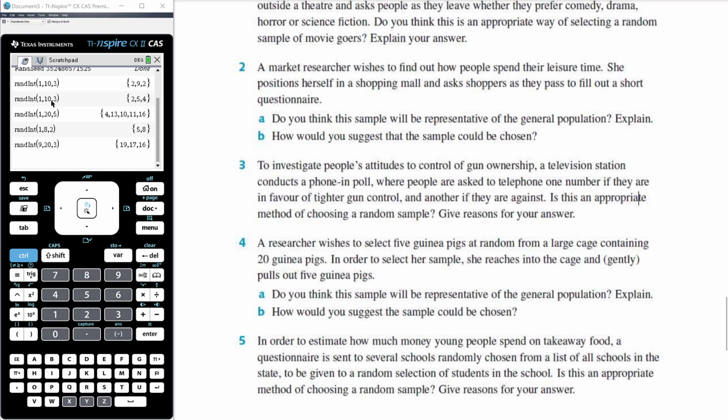Question 2. A market researcher wishes to find out how people spend their leisure time. She positions herself in a shopping mall and asks shoppers as they pass to fill out a short questionnaire. Do you think this sample will be representative of the general population?